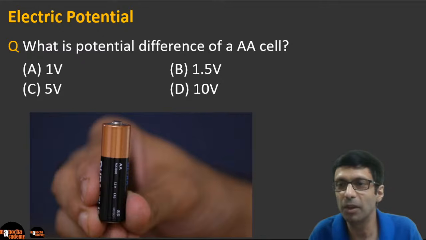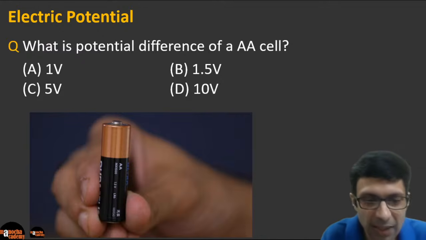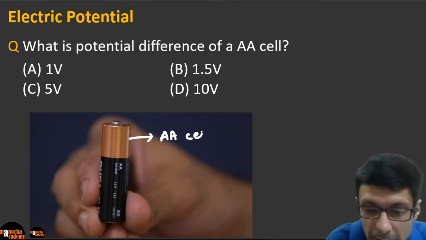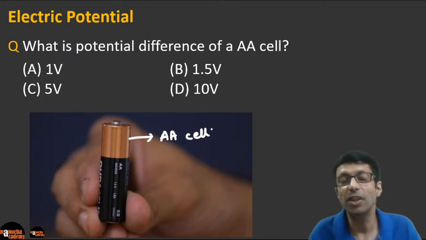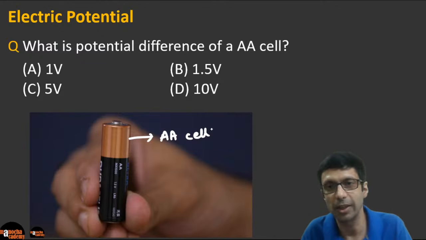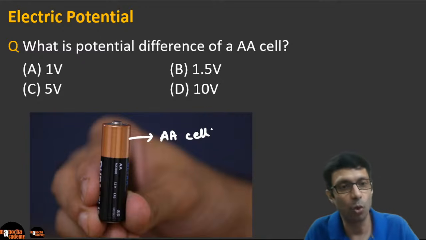So the cells that you use are known as AA cells, right? And please understand the difference between a cell and a battery. A battery is a collection of two or more cells, right? So typically when you have one like this, we call it a cell. A battery is typically two or more cells.